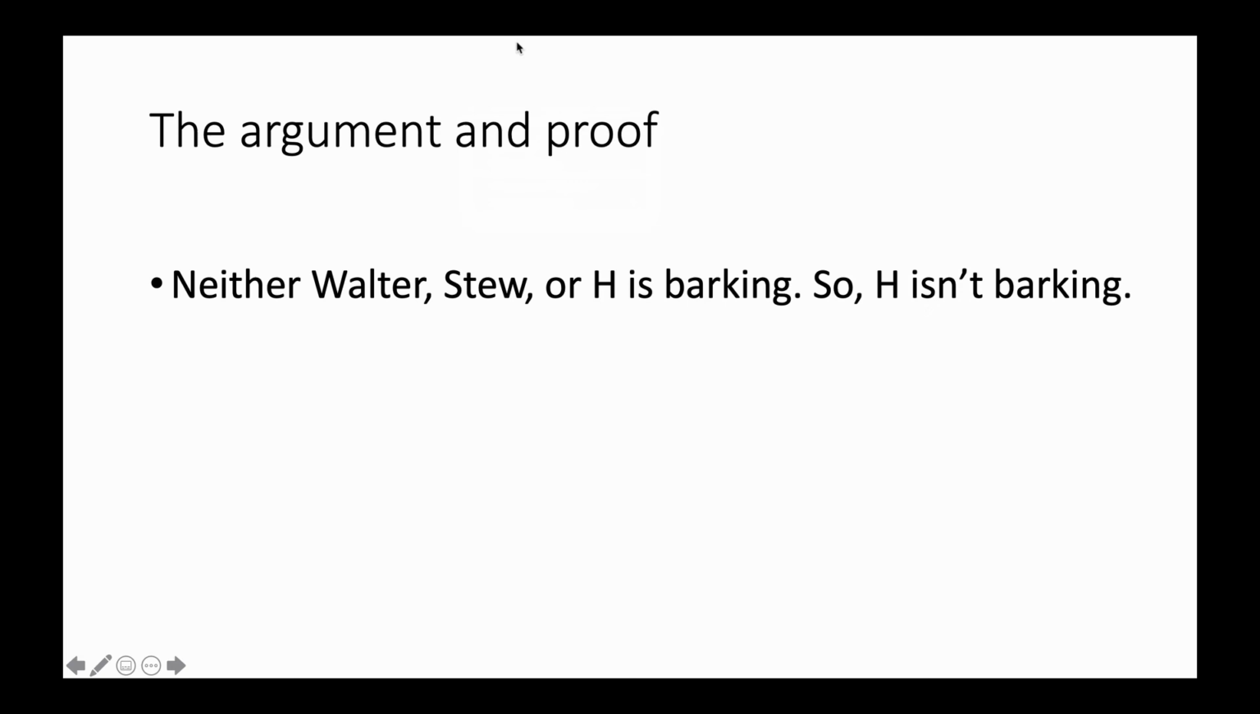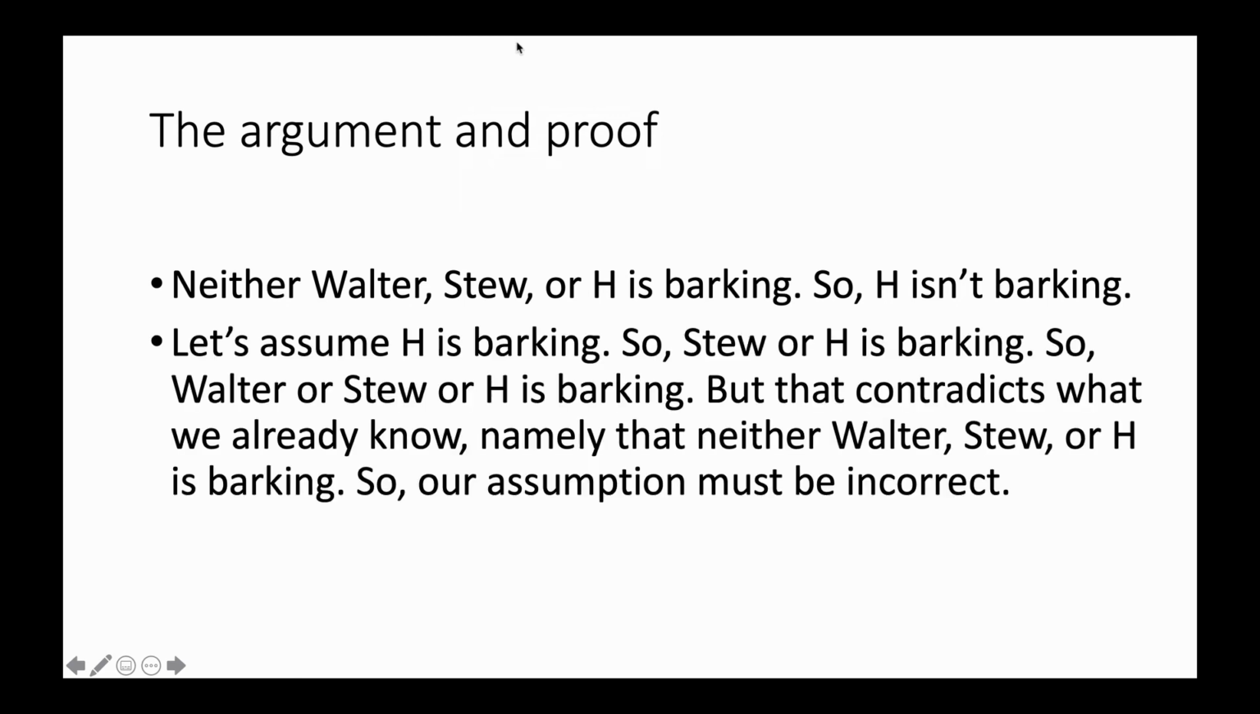First, the argument. Neither Walter, Stu, nor H is barking, so H isn't barking. Here's the proof. Let's assume that H is barking. If that's the case, then Stu or H is barking. And if that's the case, then Walter or Stu or H is barking. But wait a minute, that just contradicts what we already know, namely that neither one of them is barking. So our assumption must be incorrect.